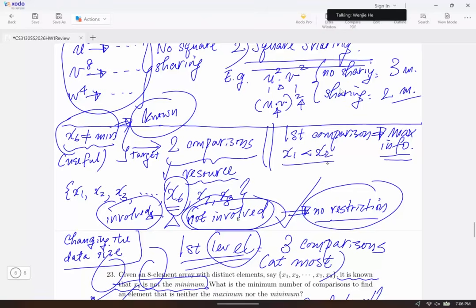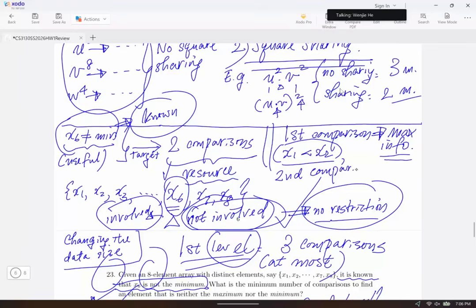We can make the assumption x1 less than x2. Then the second comparison. Because this condition is completely unrelated to that x, in our second comparison, this time we need to use the x6.